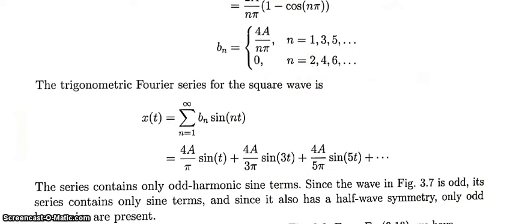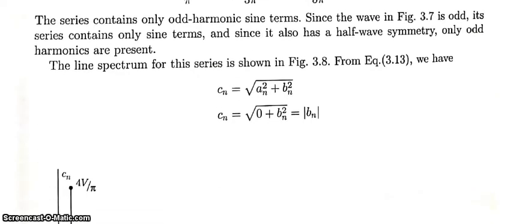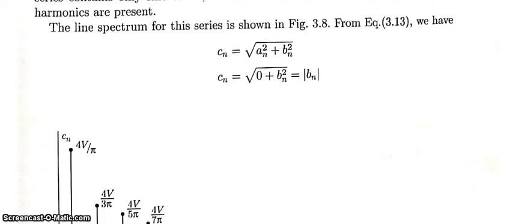In the question we were asked to plot the line spectrum, and we know the line spectrum shows the amplitude of the different harmonic components, that is Cn. The line spectrum is a plot between Cn, the amplitude of the different harmonics, versus n. Cn is the root of an square plus bn square, and in this question the coefficient an is 0, therefore Cn is simply the modulus of bn.